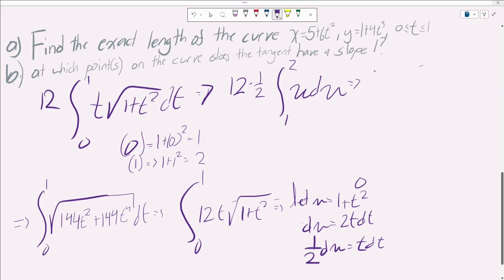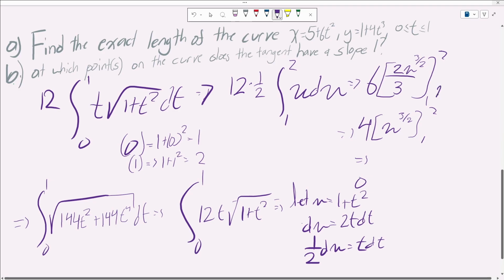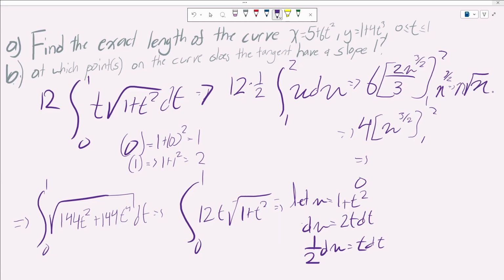So now if we just simplify this, we'll have 6 of 2/3 u to the 3/2 power, going from 1 to 2. If we take out our constant of 2/3, we'll be left off with 4 times u to the 3/2. So then if we remember our trick of where any number to the 3/2 power is just the same as that number times the square root of that number, we can reduce this even further. So we'll have 4 times 2 square root 2 minus 1 square root 1. And then this 1 square root 1 can just reduce down to 1. And then that's our length of our curve.